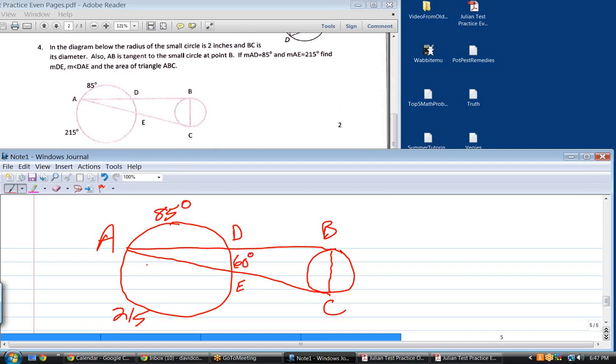What's this angle? That's 30. Is that one of their questions? DAE, yeah. So we got DAE. Oh, we got DE. That was quick. We didn't even have to look at this part of the picture. Oh, the area of triangle ABC. We do have to look at that. I didn't see the last question.